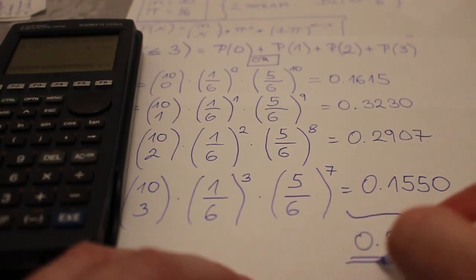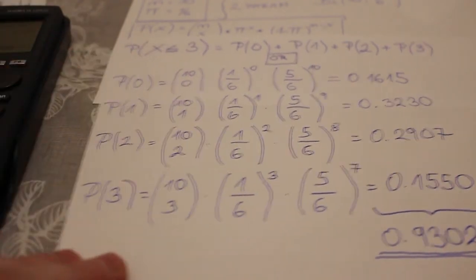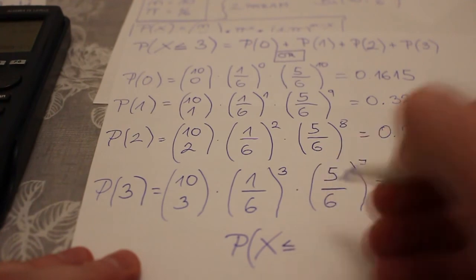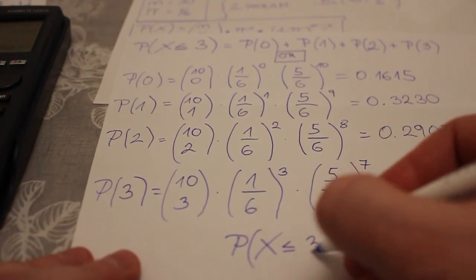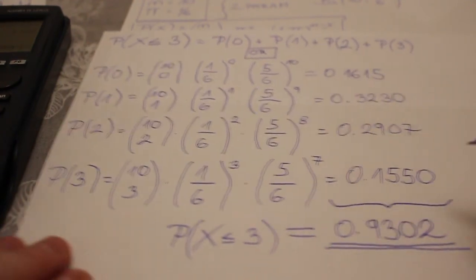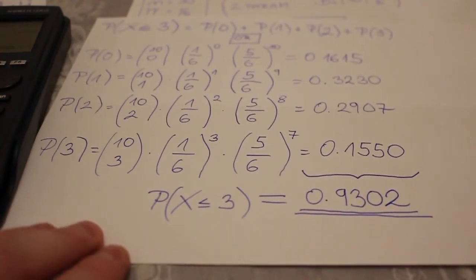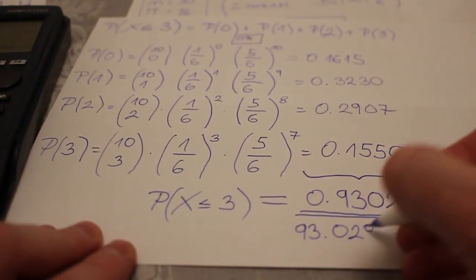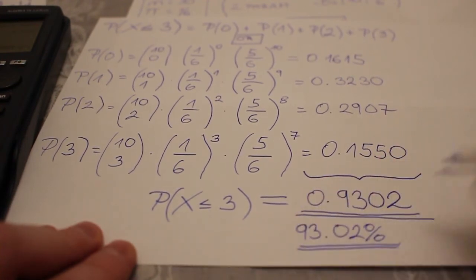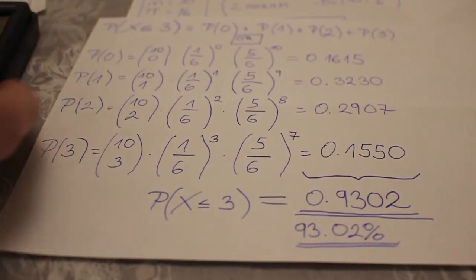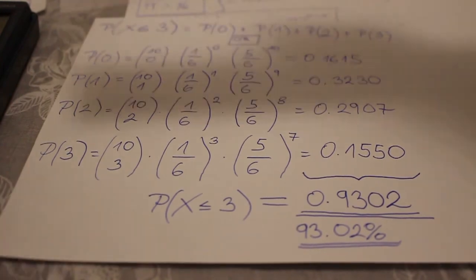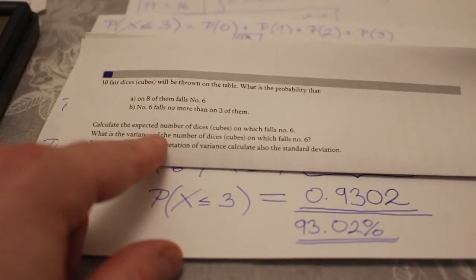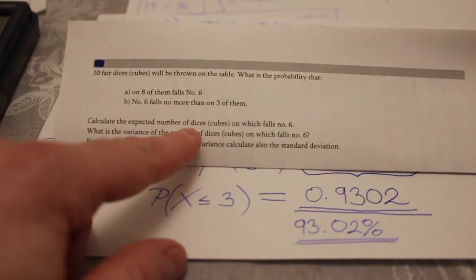0.9302. So this is the probability that random variable x will be smaller or equal to 3 is equal to this value. You can write 93.02%. Okay, we can continue with the expected number of dices.